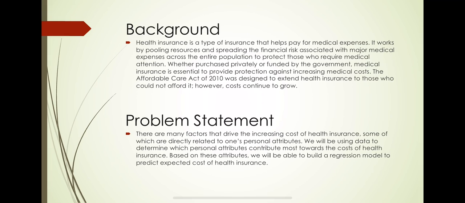The Affordable Care Act of 2010 was designed to extend health insurance to those who could not afford it. However, costs continue to grow. There are many factors that drive the increasing costs of health insurance, some of which are directly related to the personal attributes of the policyholder. We use data to determine which attributes contribute most. Based on these attributes, we used a regression model to predict the expected cost of health insurance.